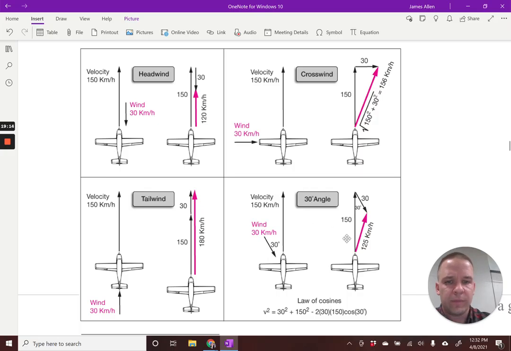Then say you have yourself a 30-degree angle or something like that. We actually use the law of cosines, something that some of you have been exposed to, some of you have not. But again, we take that crosswind, or sort of a crosswind, and we can still use that tip-to-tail method as it comes back, and then we can get our resultant that way. Nice. I like this graphic very much so. All righty.